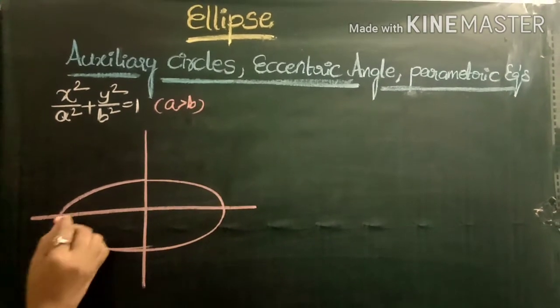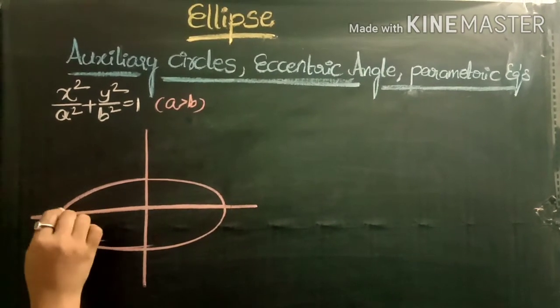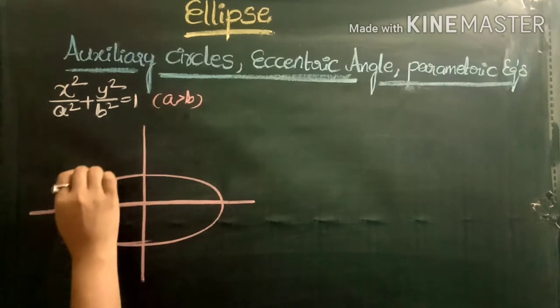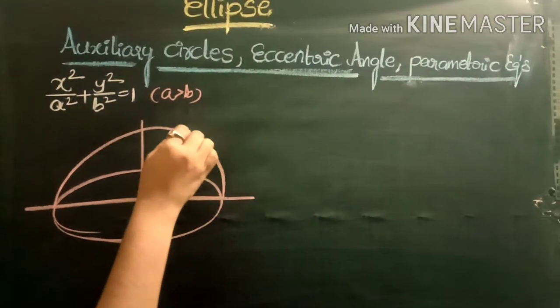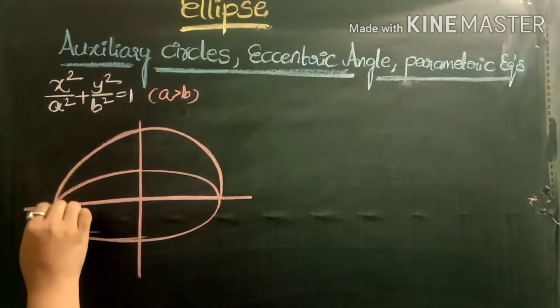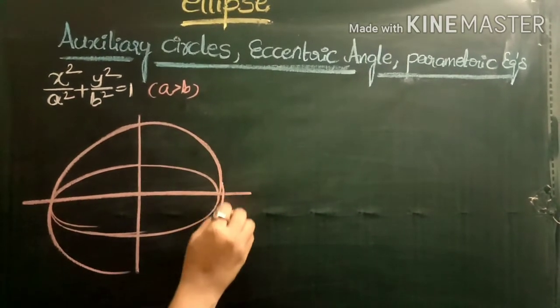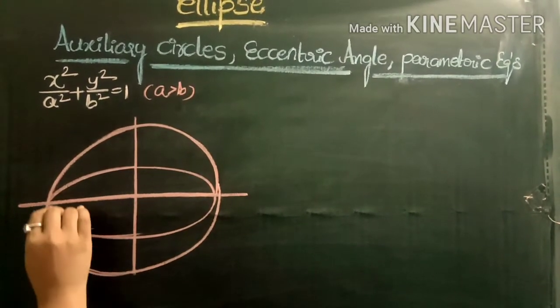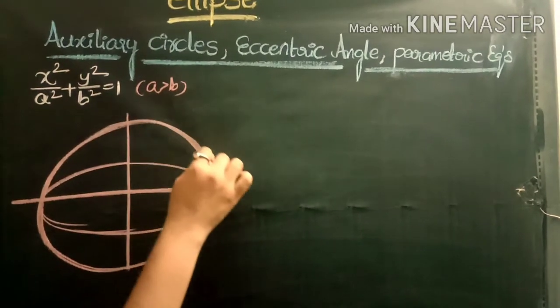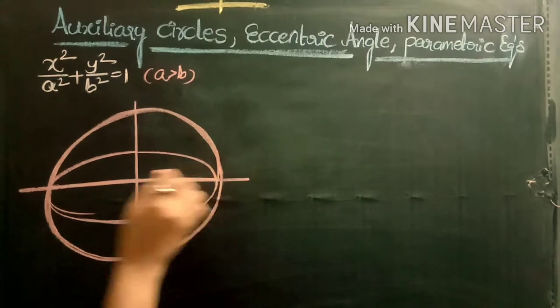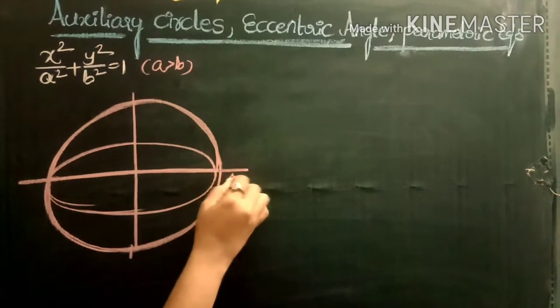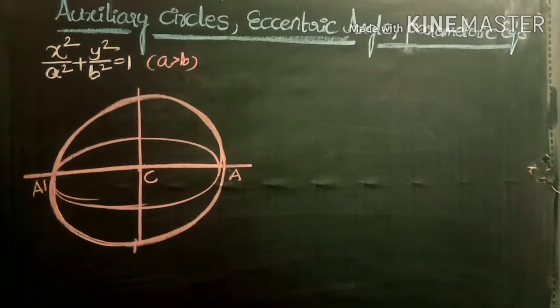Now the circle described on the major axis of an ellipse as diameter is called the auxiliary circle. That is, we draw one circle by taking the major axis of the ellipse as the diameter. So we are drawing one circle here. This is the circle. This is the major axis, and this is the center of the ellipse.